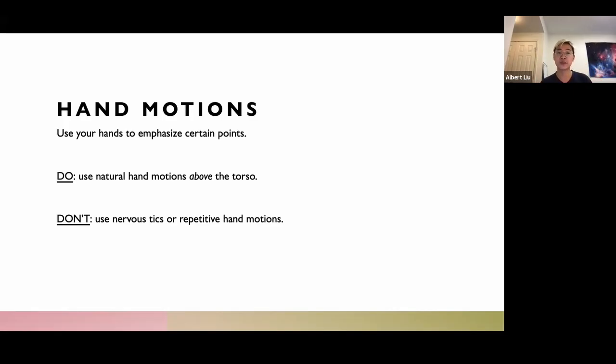Something that you shouldn't be doing is using any nervous tics or repetitive hand motions. Something that I saw once in a speech was this thumb, which is a very popular hand motion, and someone just kept on doing this. If you do this, you can emphasize your points. However, if you keep on doing this over and over again, it does get to be a bit distracting. So the goal here is to use hand motions in a way that emphasizes points, but at the same time, you aren't distracting from what you are saying.